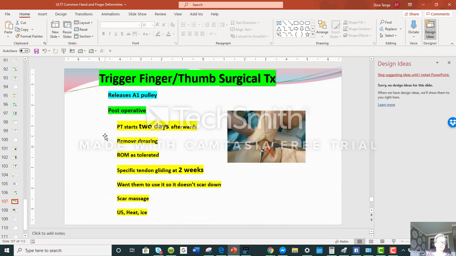Post-op, PT starts 2 days afterwards. Remove dressing, range of motion, as specified. Tendon gliding at 2 weeks. Want them to use it so it doesn't scar down. Scar massage, ultrasound, heat, and ice.